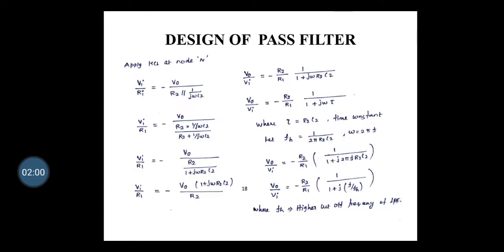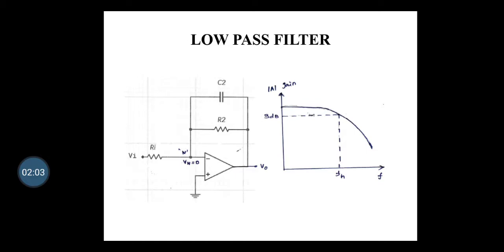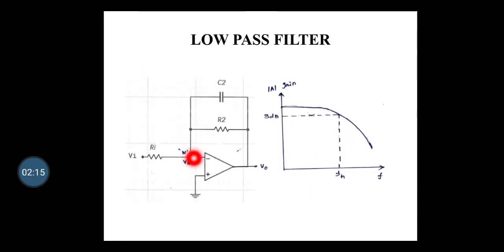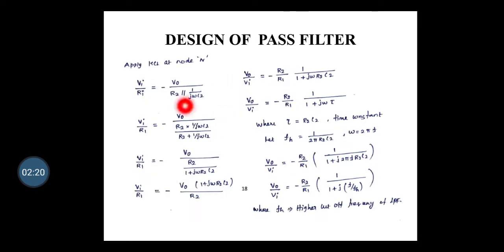So, the design of the low pass filter. This is our node N. Here we are going to apply KCL. The input current I is equal to Vi by Ri. Similarly, on the output side, the current is V0 divided by R2 and C2 connected in parallel. In complex form, 1 by j omega C2 is written instead of C. So, we are going to write R2 parallel 1 by j omega C2.